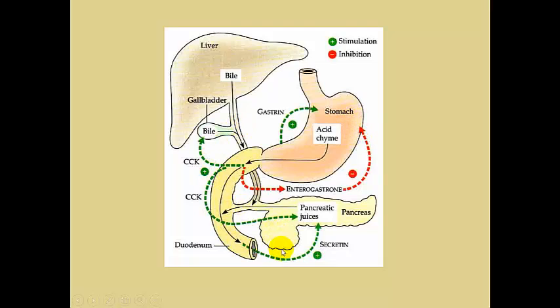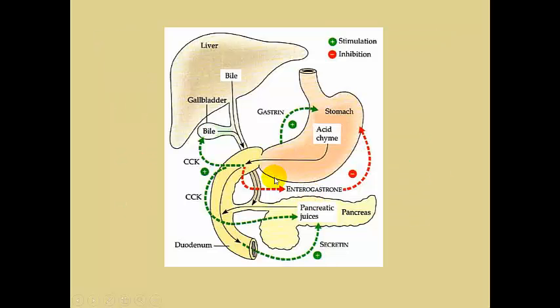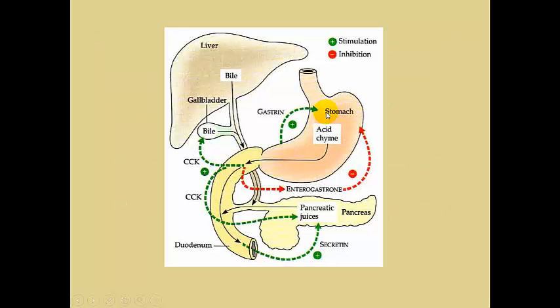Most of these other hormones are stimulatory, turning various things on. So you see most of these arrows are going up. That's why there's a lot of green arrows here. And the only down arrow here is the stomach activity, and that's the red arrow over here. So try and get to know this picture. It's very helpful indeed.